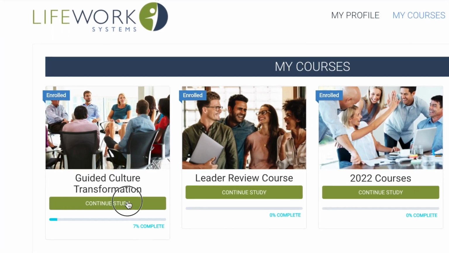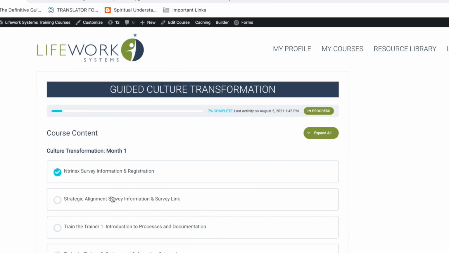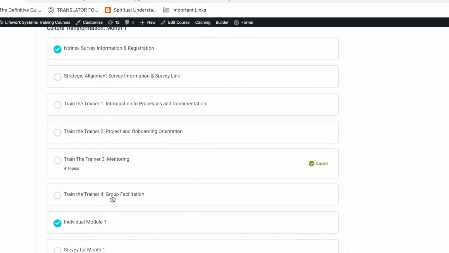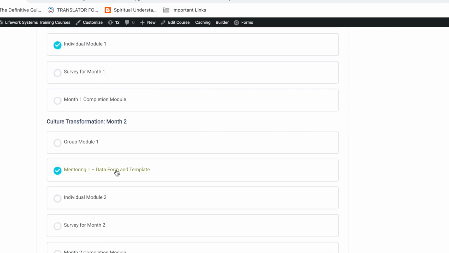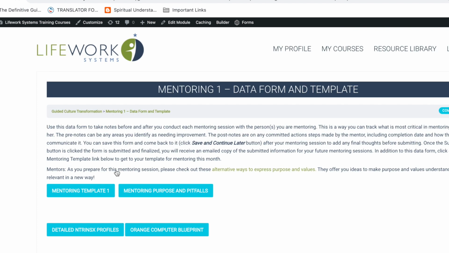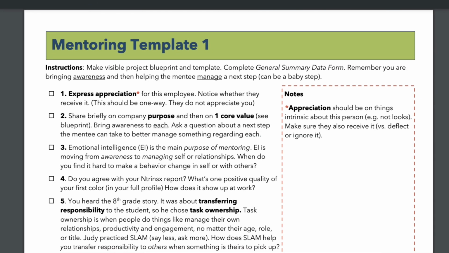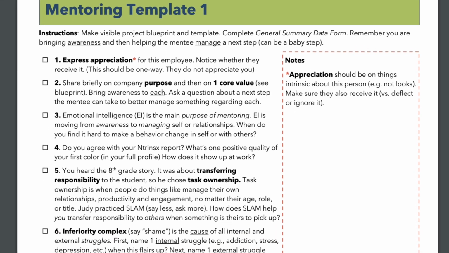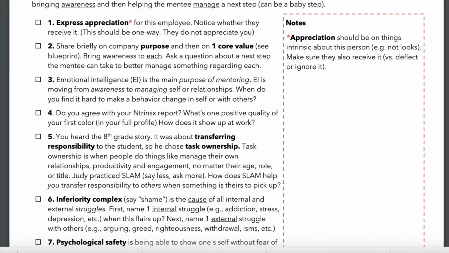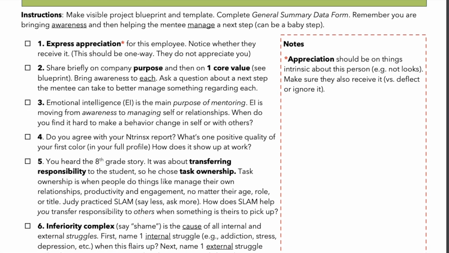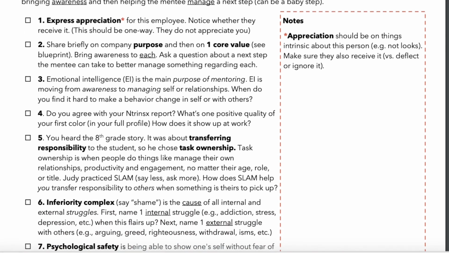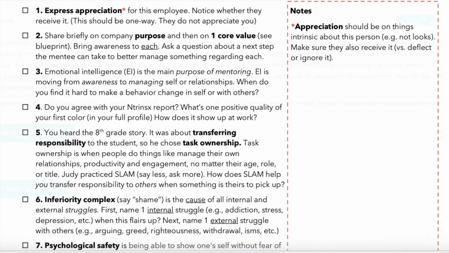Okay, so you're in your courses and you go into your guided culture transformation process, and you go down to where you have a mentoring form and template as usual. Just to refresh your memory, typically when you're doing the mentoring in months 1 through 6, the template is going to be focused on what you've just learned and less on a standardized way of doing mentoring.